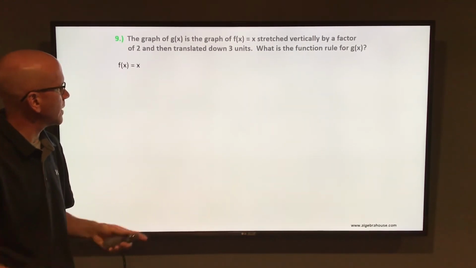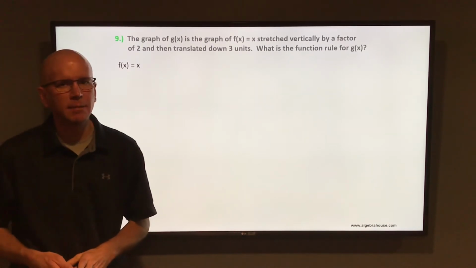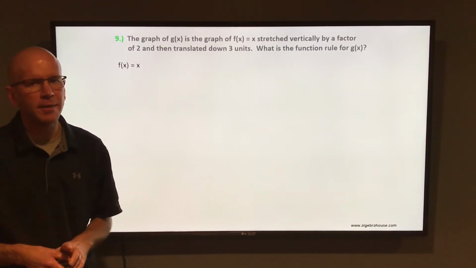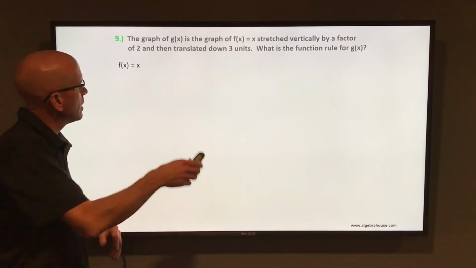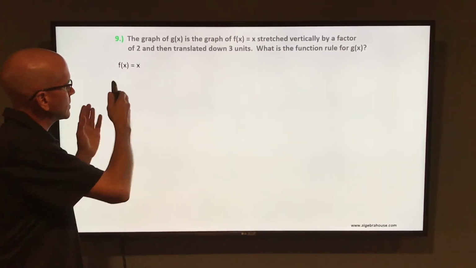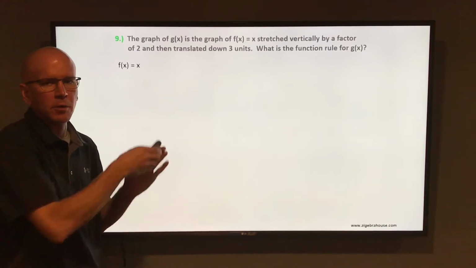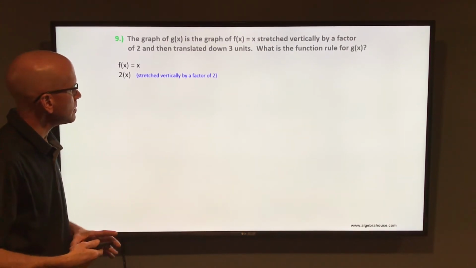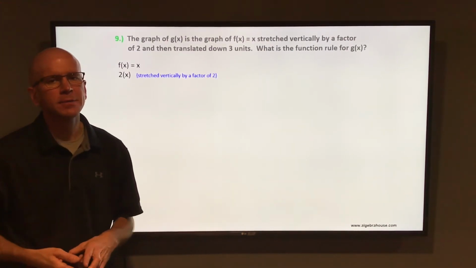So starting with f of x equals x, if you want to stretch that by a factor of 2, you're going to multiply the y value by 2. The y value is this whole right side, because f of x equals x. So we're going to multiply that x by 2. We now have f of x equals 2x.